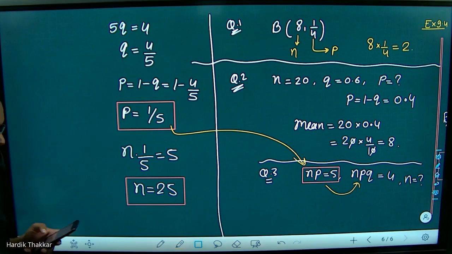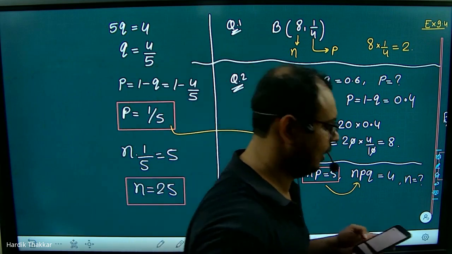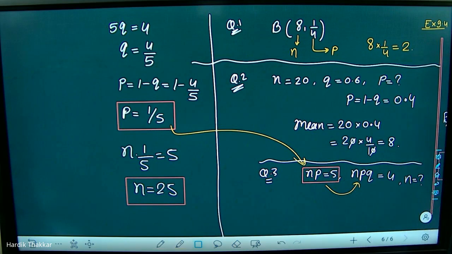Now try to solve further. I think till question number 7, 8 you can try. Try to solve these questions.